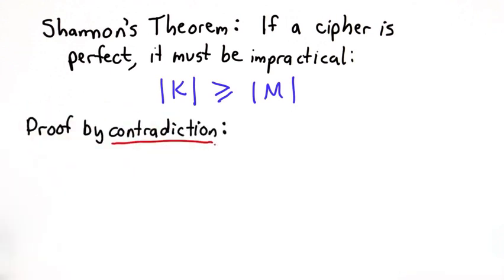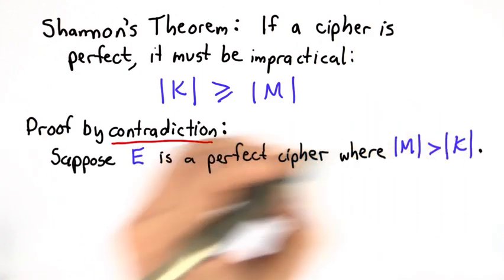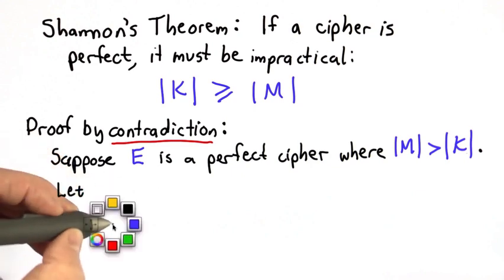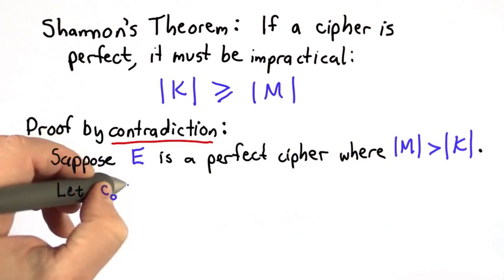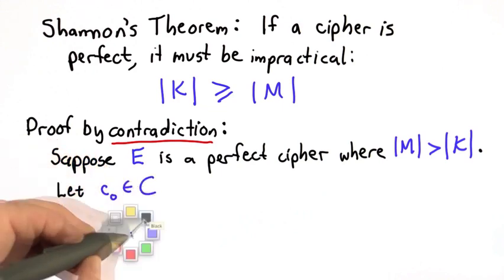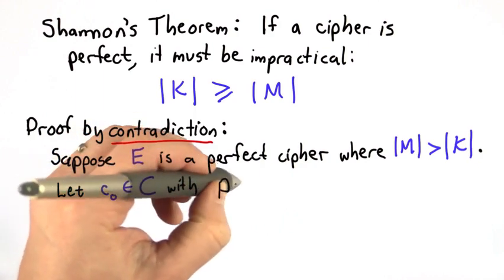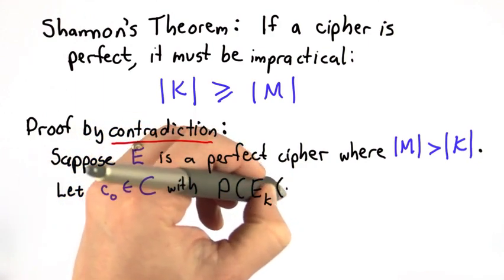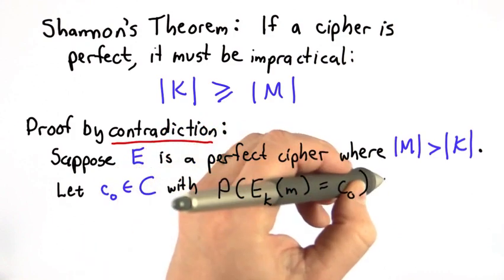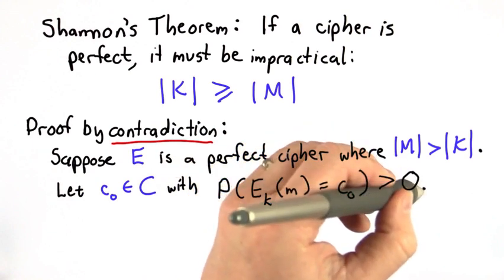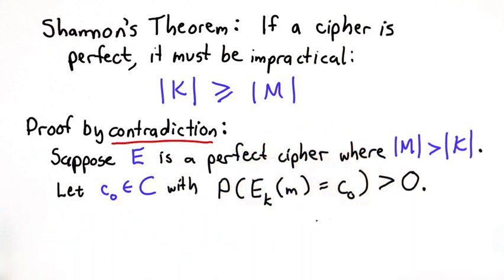So we're going to start by assuming that we do have a perfect cipher that does not satisfy this property. So suppose we do have some perfect cipher, we'll call it E, where the number of possible messages is greater than the number of possible keys. There's some ciphertext, we'll call it C0, an element of the set of possible ciphertexts. And let's assume that that ciphertext is possible. We know that there must be such a ciphertext, that there's some key that encrypts some message to C0. So the probability that a message and key get encrypted to this ciphertext is greater than 0. So we know that such a ciphertext must exist.